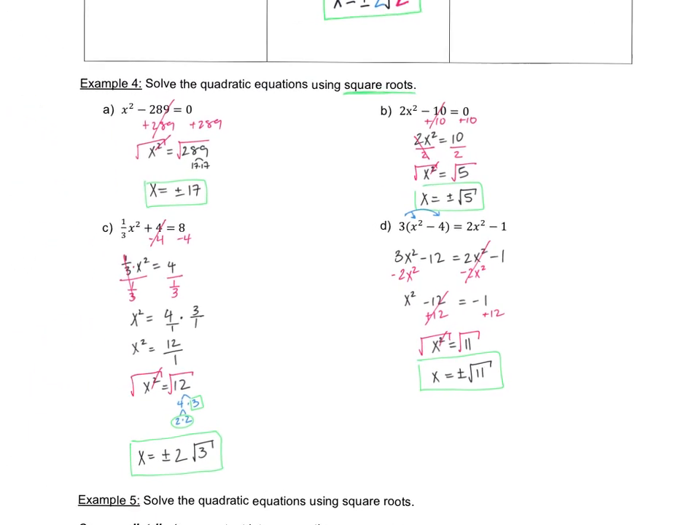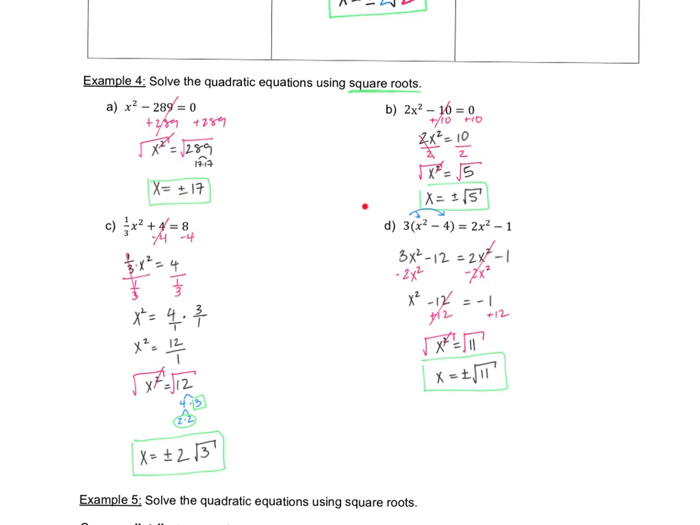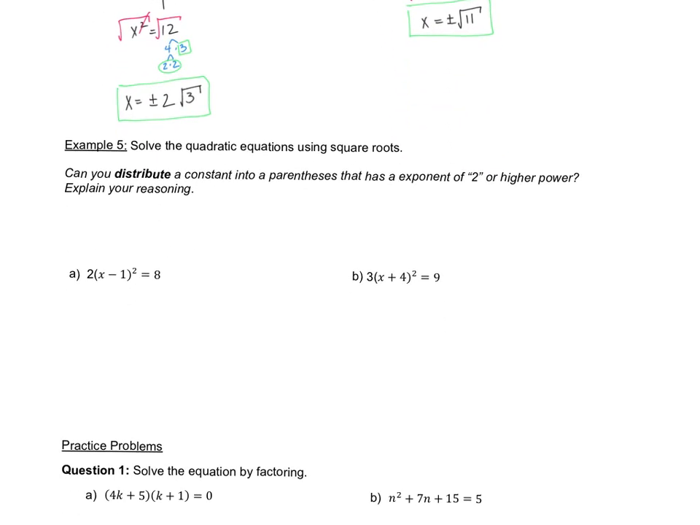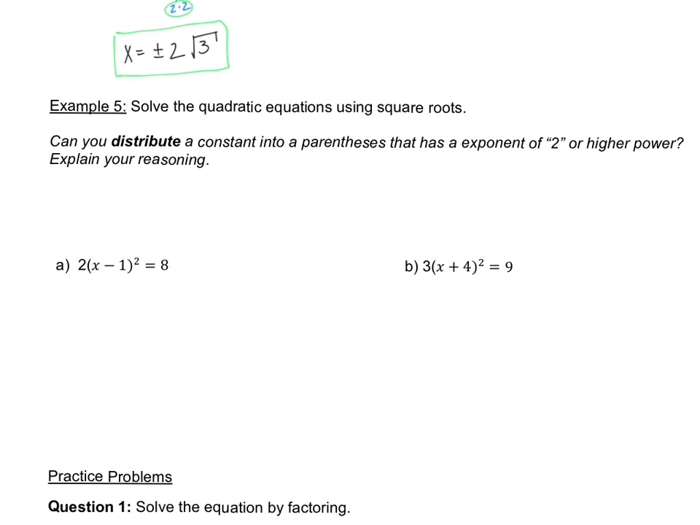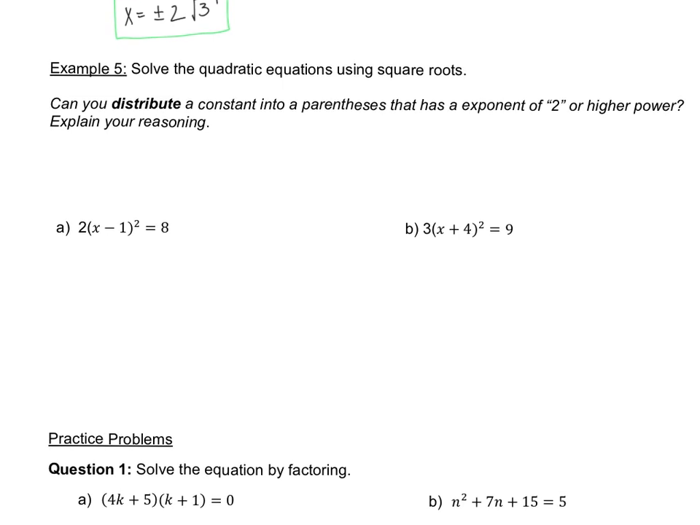I also want you to notice that because we have a plus and minus in front of all of these problems, we have 2 x values. We have a positive version and a negative version. So I want you to notice that the quadratics that we're solving for still have 2 solutions. In this case, a positive version and a negative version. All right, let's try out our last set of problems here that I want us to analyze.